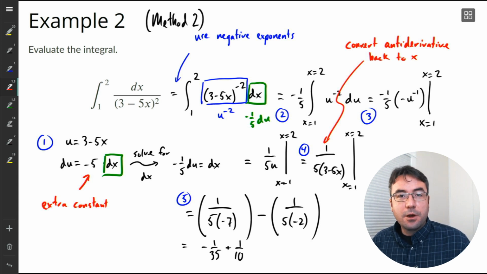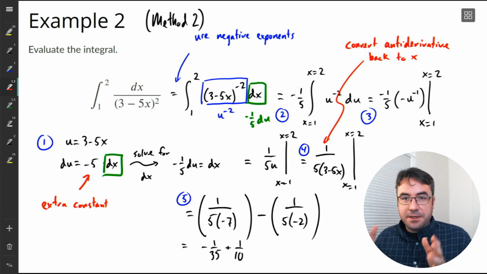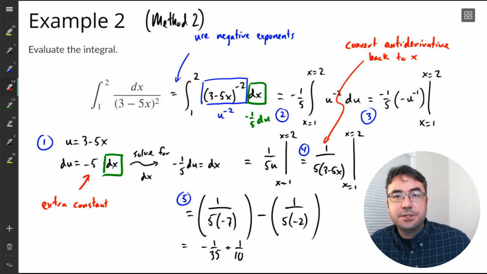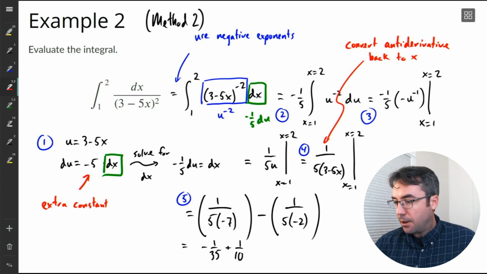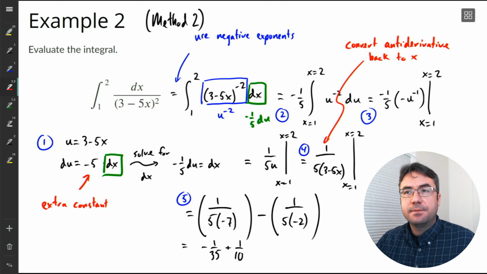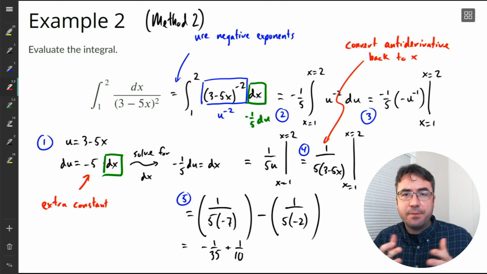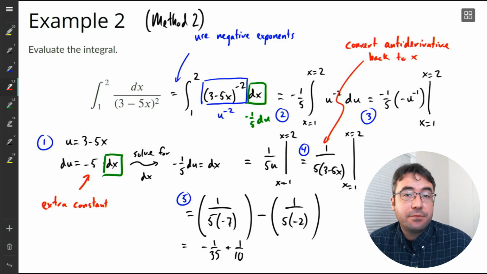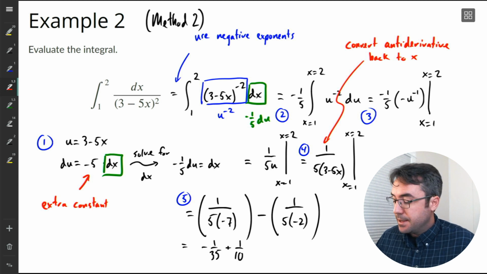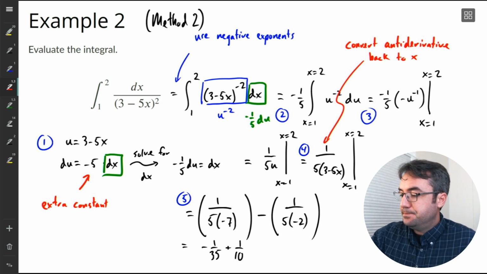So if you're going to go method 2, it's fine. Leave the limits of integration in terms of x. You just need to remember you need to convert that antiderivative back to x. All right. You could try it out. In the lecture notes, I have both methods worked out, so you could try method 1 if you want. Might be good practice. You'll get the same answer.